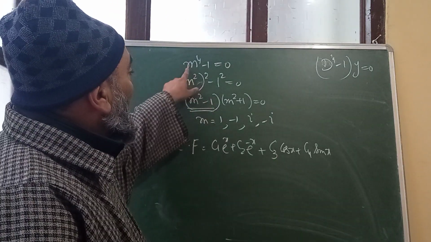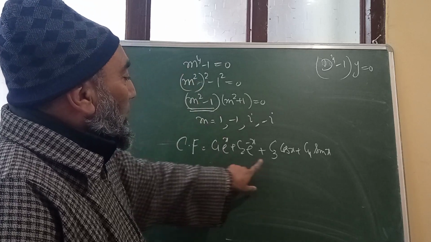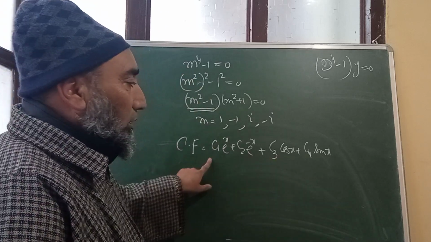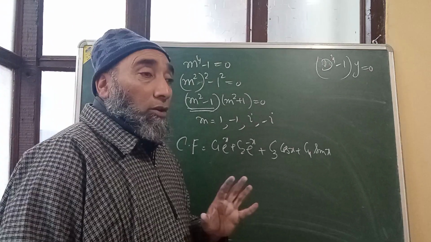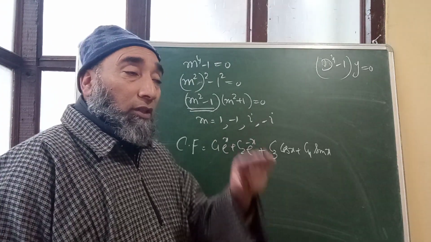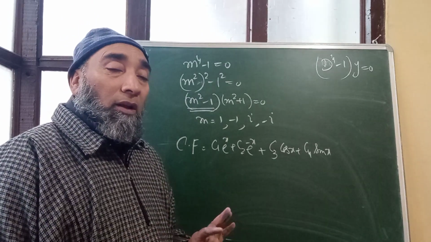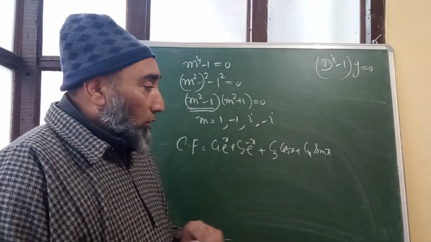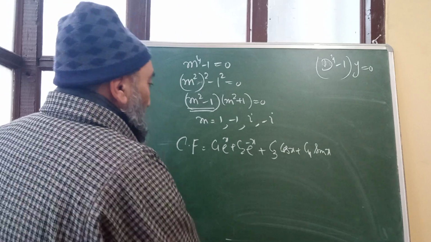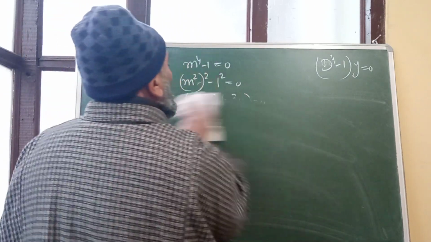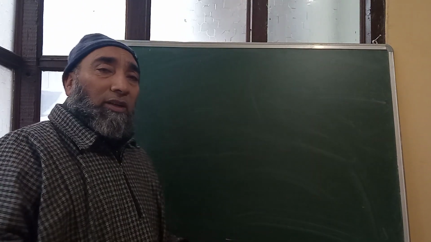You see, this was the 4th degree equation. I have got 4 constants. For second degree equation, second order differential equation, you will get 2 constants. For third order differential equation, you will get 3 constants. So for nth order differential equation, you have at least n constants. Okay. I hope you understand this.